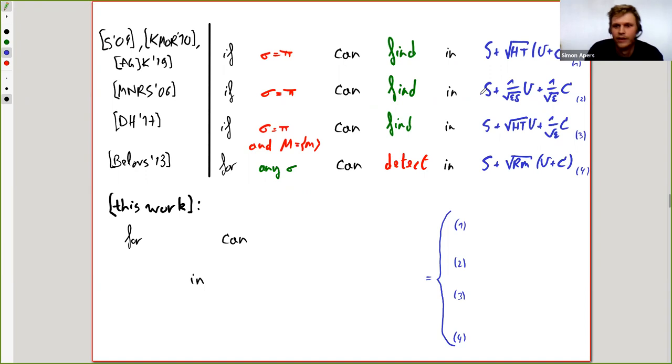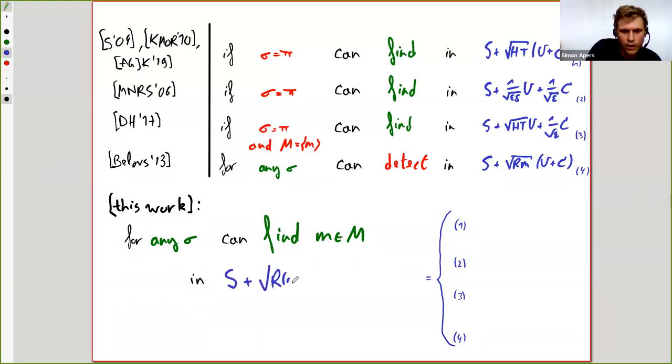So we have this kind of hobbled picture here. And what we do is we basically put all of these things together and improve on a couple of fronts. So what we prove is that for any initial distribution sigma, we can find a marked element in time S plus square root R_tau times M. And so this is to be compared with this thing here, square root RM, and R_tau is like we introduce a new parameter tau times square root tau U plus C.